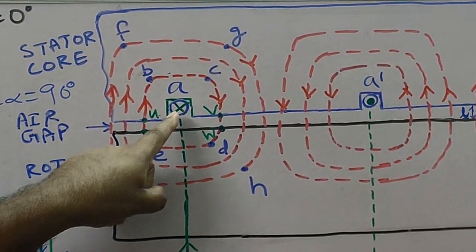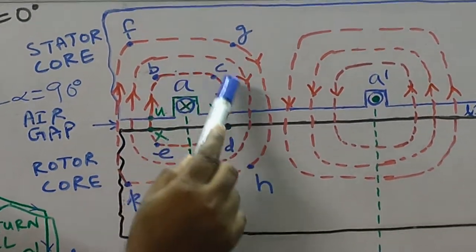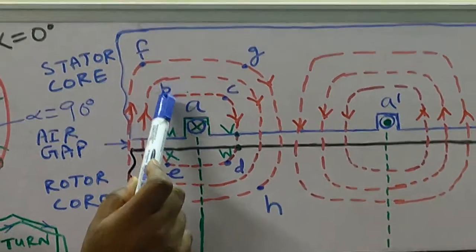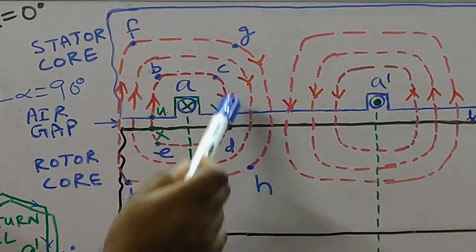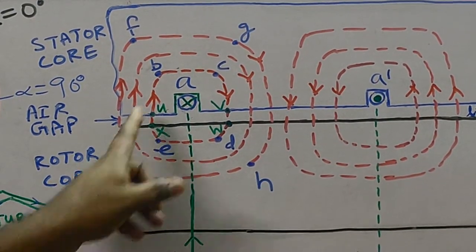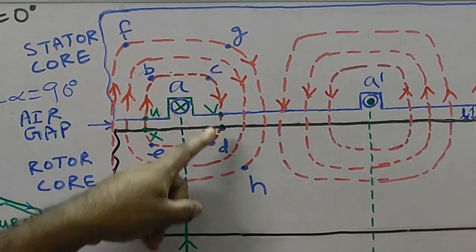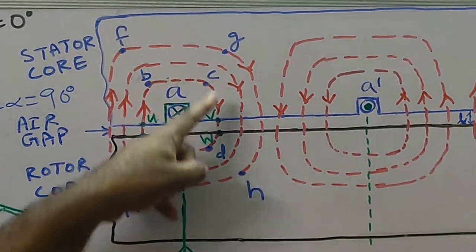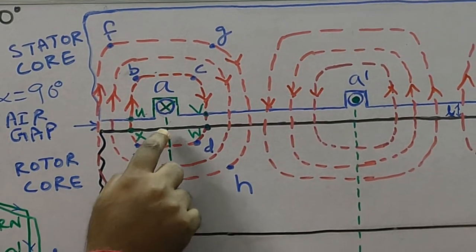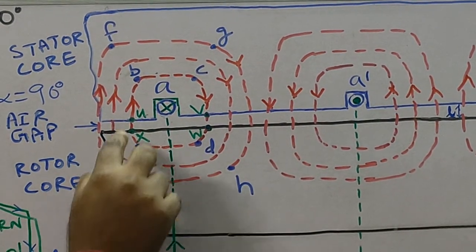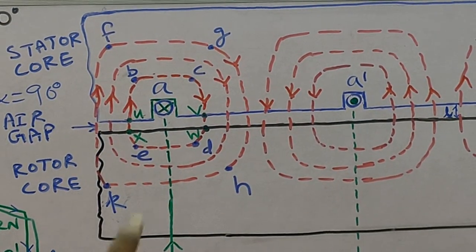So here you have N number of conductors and each conductor is carrying current I. So what is the net current enclosed in this path, the path named U, B, C, V, W, D, E, X? The net current enclosed is Ni. So the MMF acting along this closed path is Ni, because Ampere's circuital law states that the MMF acting along a closed path equals the current which is being enclosed by the closed path.